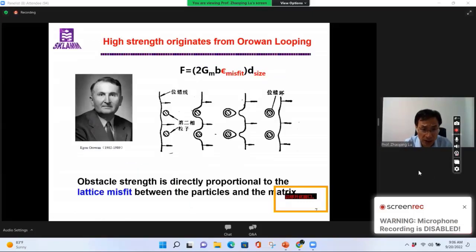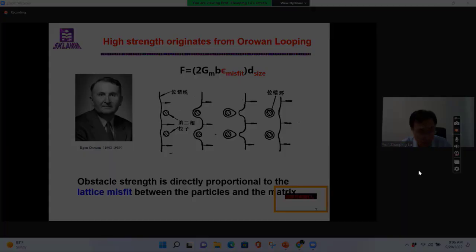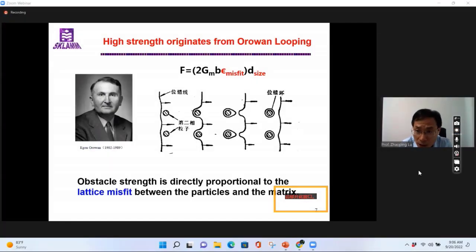To increase the strength, there is a mechanism called the Orowan looping mechanism. The particles are incoherent or semi-coherent with the matrix. The obstacle strength is increased because of the increase of the lattice misfit and the size of the particles. Then the dislocation line cannot cut through them. Rather, it loops them, leaving a dislocation loop behind. So we increase the strength this way.